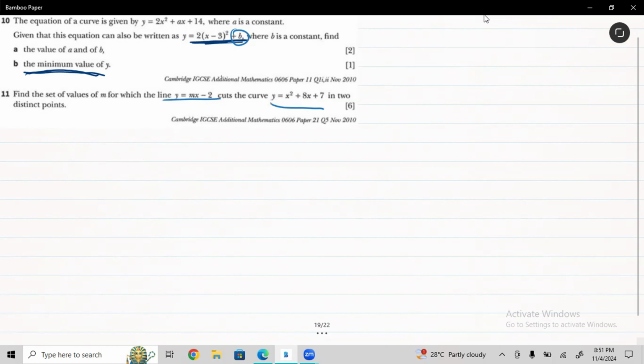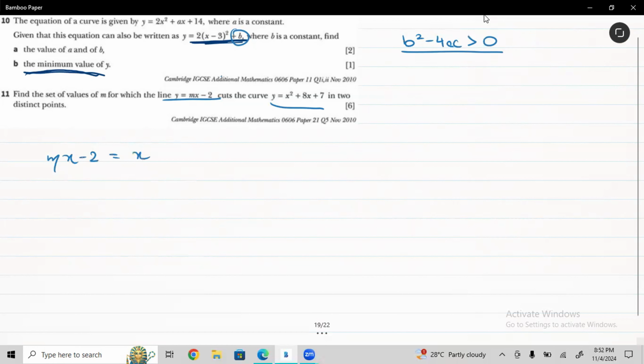And we know for a fact that when we are cutting something at two distinct points, we say that the discriminant, which is b squared minus 4ac, is going to be greater than 0. I discussed the main concept of why that is in the previous lectures. So if you're not clear, watch exercise 2.4 or 5, I guess. So the first step is to substitute both of these equations.